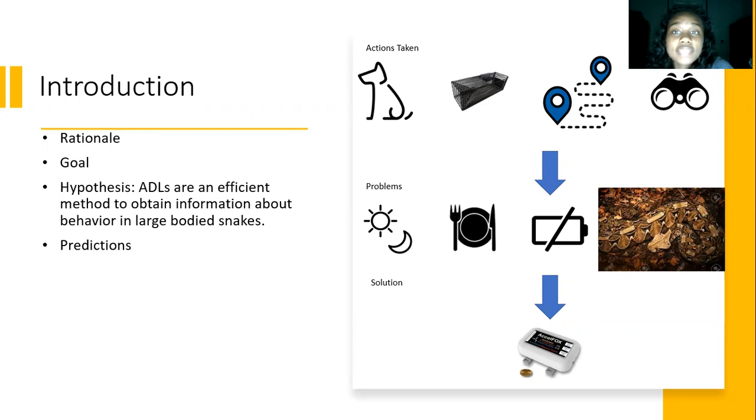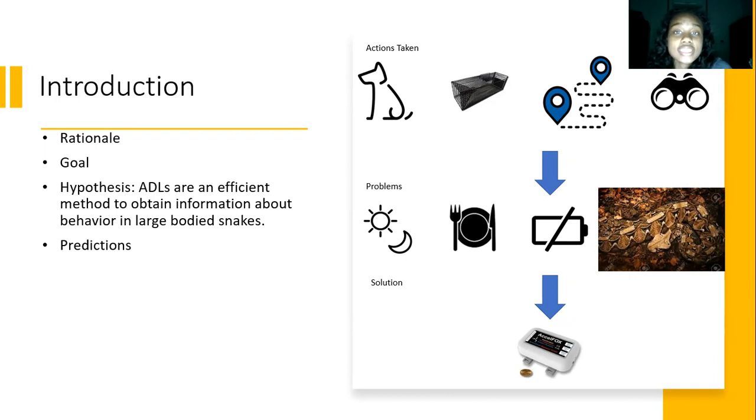These have been used as wildlife tags for other animals, but not large-bodied snakes. So the goal of this study was to establish a technique for monitoring the activity of large-bodied snakes in the wild, using the Burmese python as the model, while also attempting to identify behavioral patterns that could be used to help manage invasive species in the Everglades. The question they wanted to answer is: is using ADLs an effective way to study large-bodied snakes? They hypothesized that the ADLs will be an efficient method to obtain information about behavior in the snakes, and they expect to see measurements for fine-scale body movements.